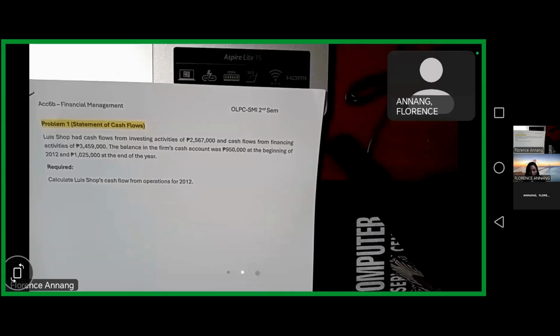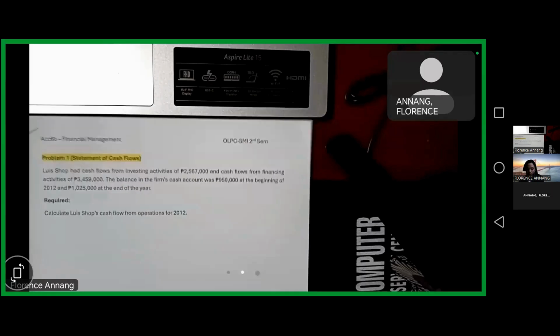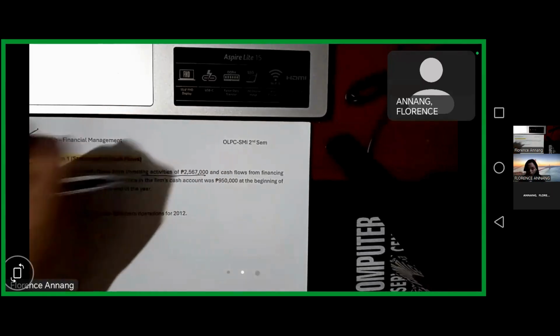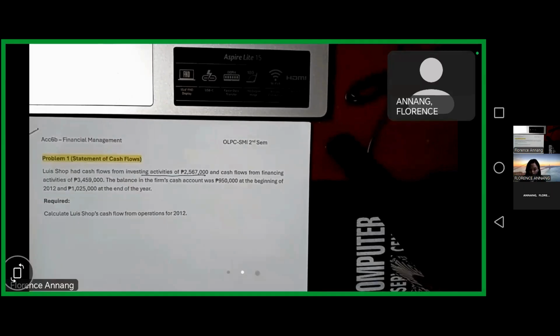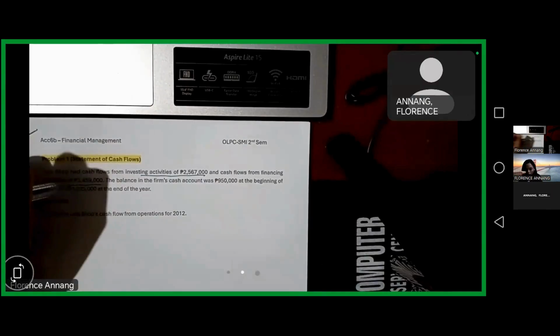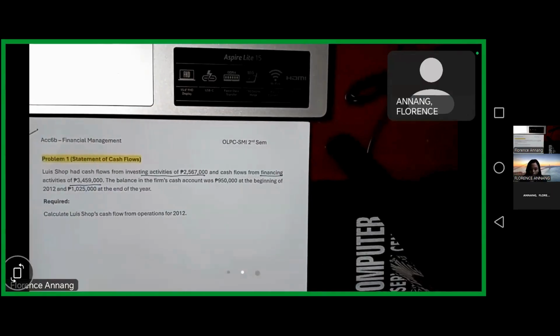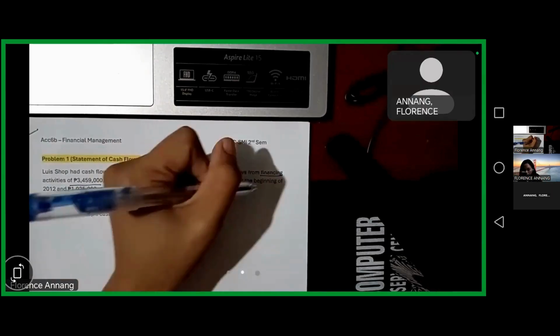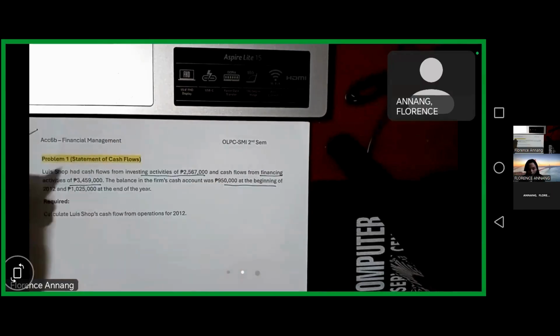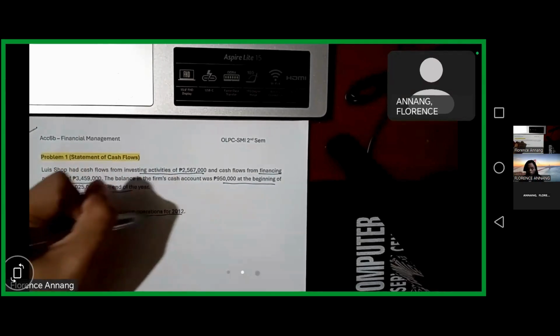So for the first problem, Louis' shop had cash flows from investing activities of 2,567,000 and cash flows from financing activities of 3,459,000, and the balance in the firm's cash account was 950,000 at the beginning and 1,025,000 at the end. So we need to compute for the cash flow from operations.